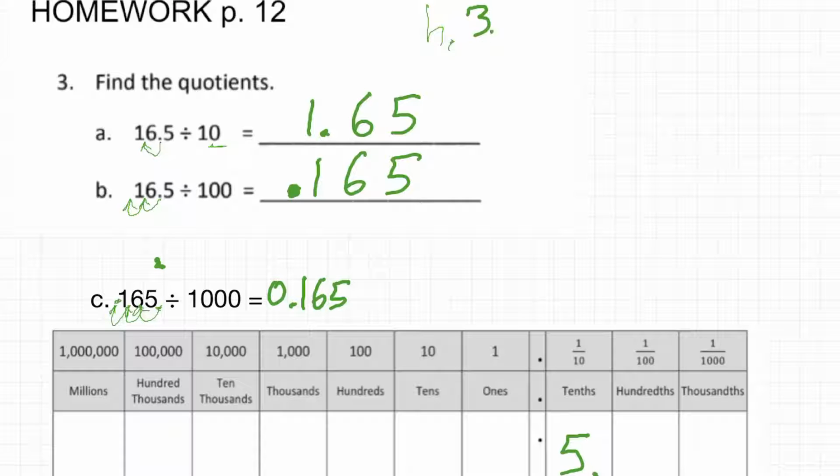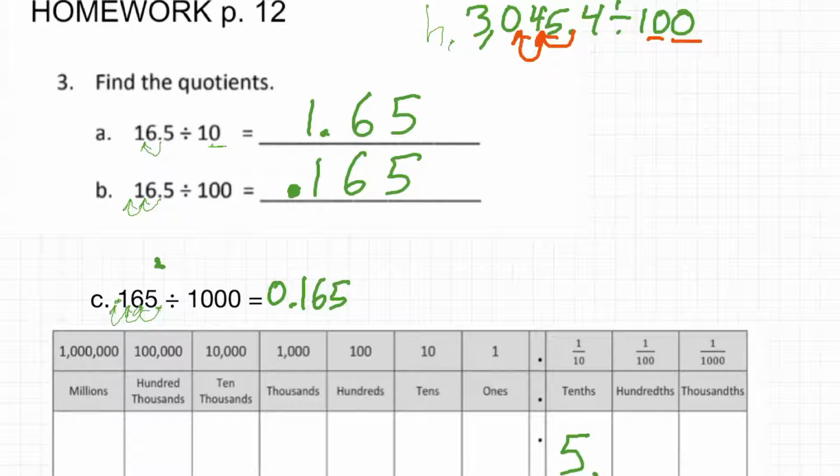And it's 3,045 and 4/10 times 100. Or excuse me, divided by 100. Okay, so our decimal is going to be moving 2 spaces because of the 2 zeros. 2 spaces to the left. I know it's opposite of what we said about the place value chart. But that's what happens because the numbers are moving to the right, the decimal moves to the left.